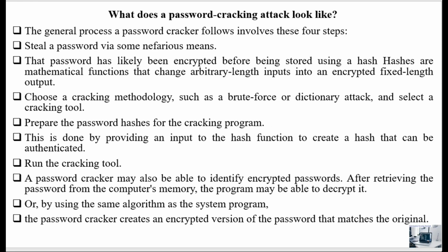But what does a password cracking process look like? Well, the general procedure employed by a password cracker encompasses the following 4 steps. Acquire a password through illicit means. Typically, passwords are encrypted using a hash function, which is a mathematical operation converting variable length inputs into a fixed length encrypted output. Choose a cracking approach, such as a brute force or dictionary attack, and select an appropriate cracking tool. Prepare the password hashes for the cracking program by inputting them into the hash function to generate a hash that can be verified. Execute the cracking tool.